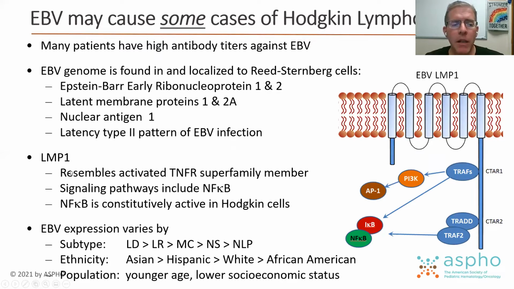And LMP1 resembles an activated tumor necrosis factor superfamily member, and signaling goes through the NF-kappa B pathway, which is constitutively active in Hodgkin lymphoma cells. EBV expression varies by subtype of Hodgkin lymphoma, by the ethnicity of the patient who has it, and by population, so more common in younger age and lower socioeconomic status.